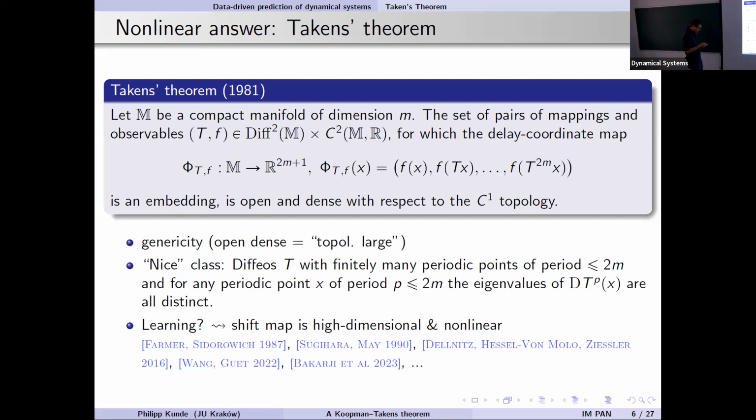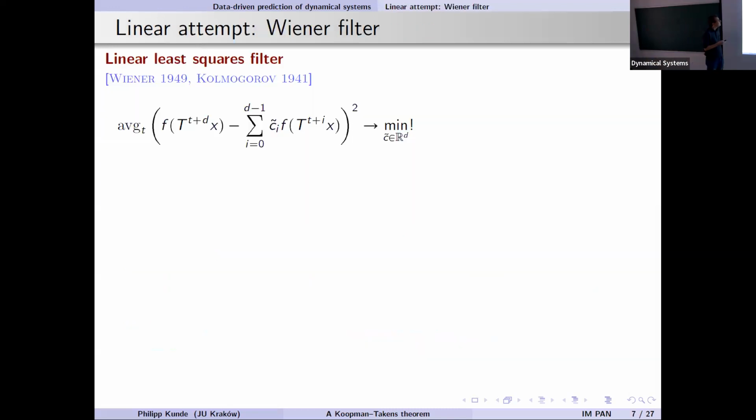So in work with Philipp and Koltai, we look at a simpler algorithm, let's say, to make predictions, namely we make a linear attempt, and it comes under the name of Wiener filter.